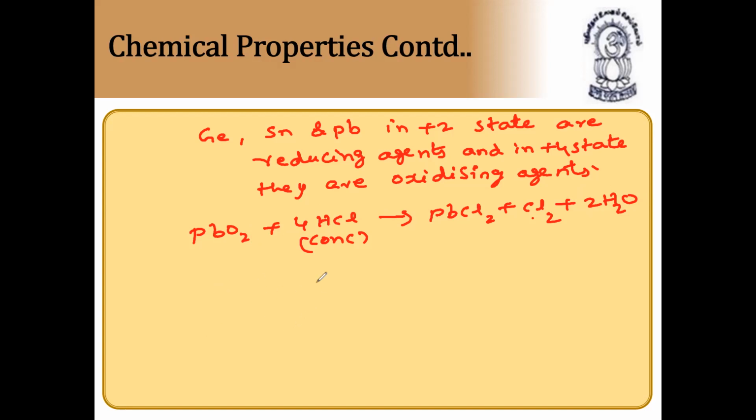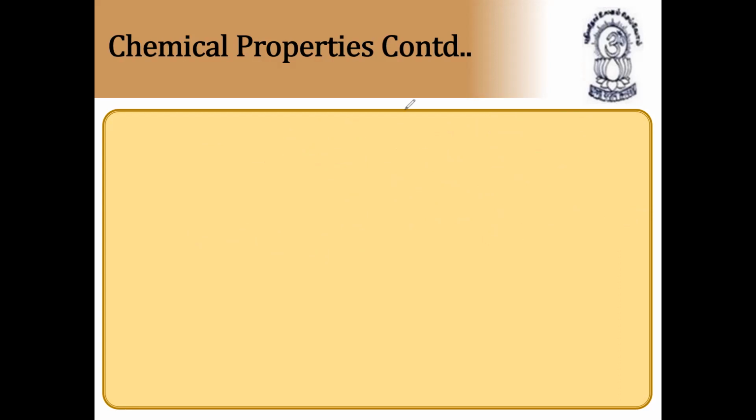Similarly, for reducing agent nature, germanium, tin and lead in plus 2 state are reducing agents, and in plus 4 state they are oxidizing agents. Here chlorine is -1, here it is 0, and here it is -1. For hydrogen, oxygen is added, and for chlorine, hydrogen is removed. So it is an oxidation reaction. Next, continuation.